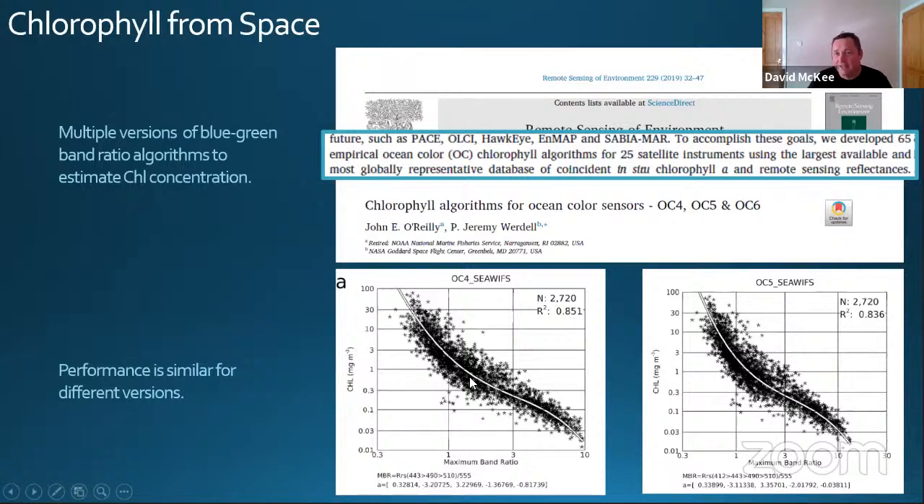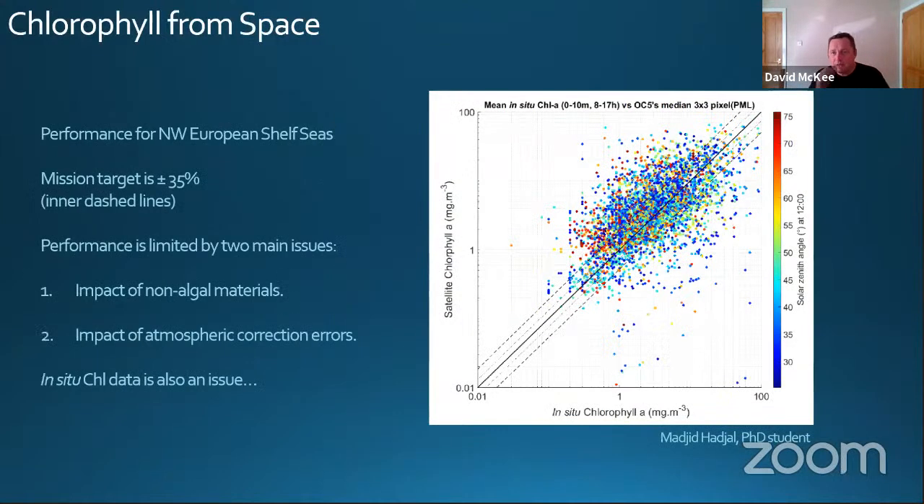The mission target is plus or minus 35%, and I'm going to talk a wee bit later about why I think that is. But if we could get to plus or minus 35% accuracy on the chlorophyll product, we would be very happy. These data sets are dominated, however, by open ocean water. And when we start to look at the performance in coastal waters and in shelf seas, things start to look a little bit different. This is some work that's currently underway.